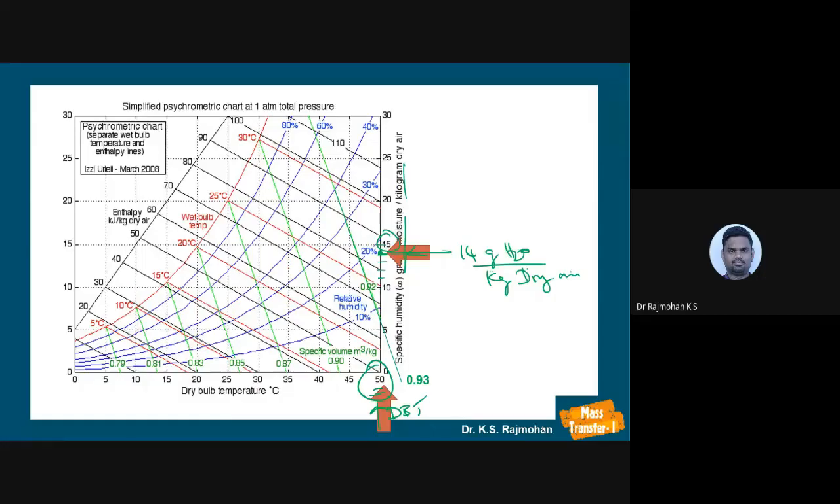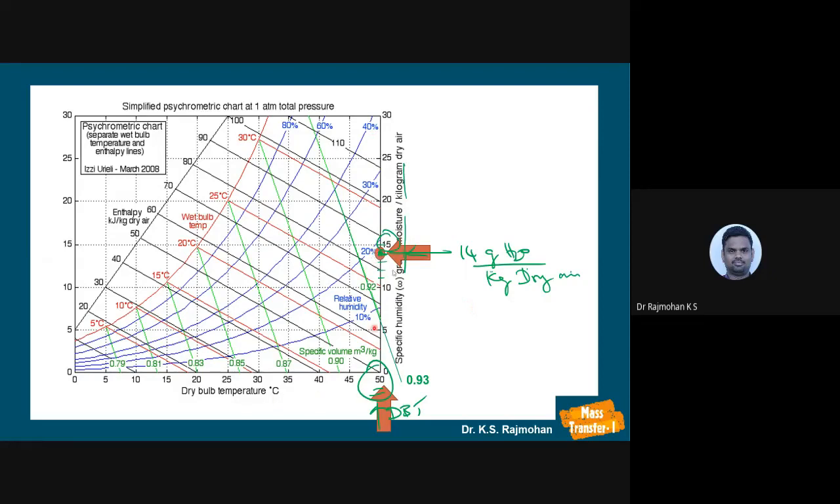Okay, so we have to mark our point at a dry bulb temperature of 50 degrees Celsius and 14 grams of water per kg of dry air. So here we can mark the point. Then we can go and get all the parameters. Okay, so first we can find the dew point temperature.